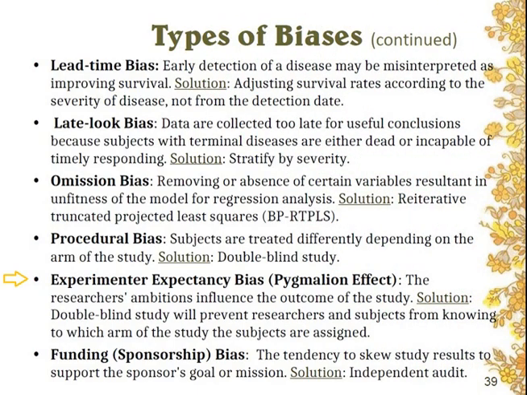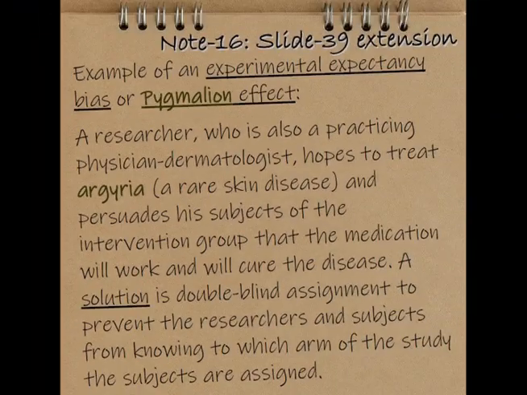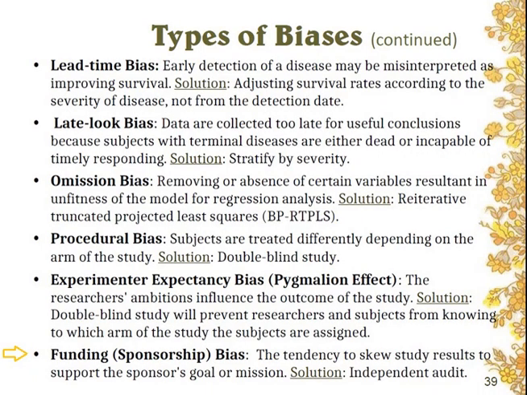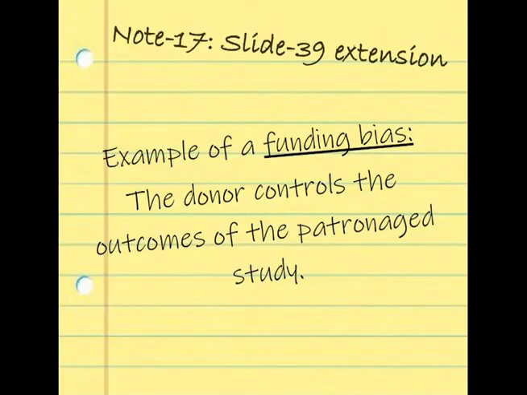Experimental expectancy bias, or Pygmalion effect, is when the desire or ambitions of the researcher influence the outcomes of the study. Example, a researcher who is also a practicing physician dermatologist and hopes to treat argyria, a rare skin disease, persuades his subjects of the experimental group that the interventional medication will work and will cure their disease. A solution is again in double-blind assignment to prevent researchers and subjects from knowing which arm of the study they have been assigned to. Finally, funding bias, which is self-explanatory. Often, the donors control the outcomes of the patronage studies.